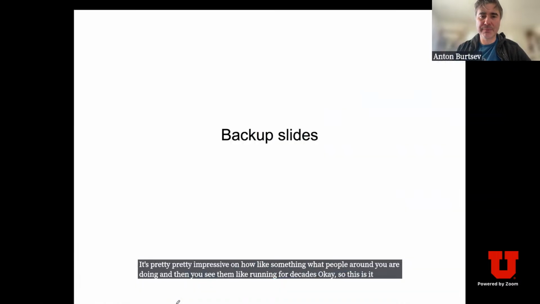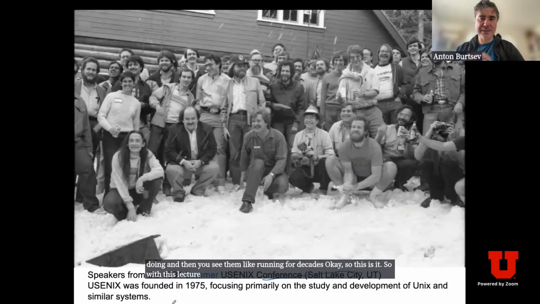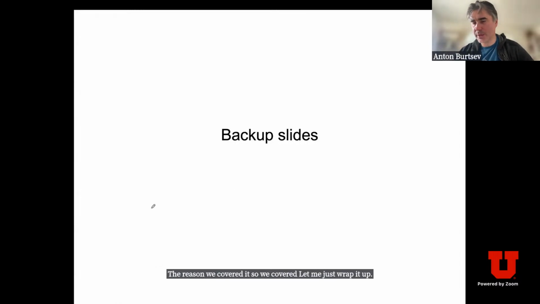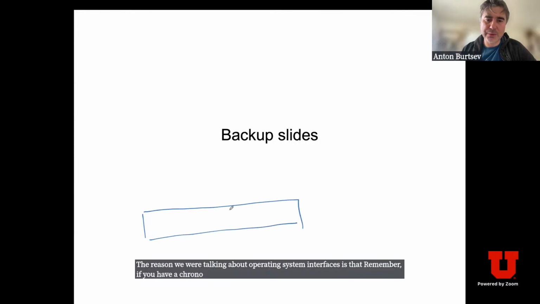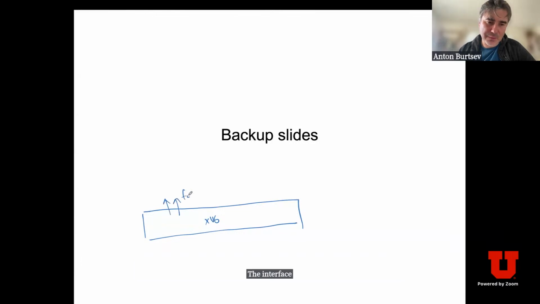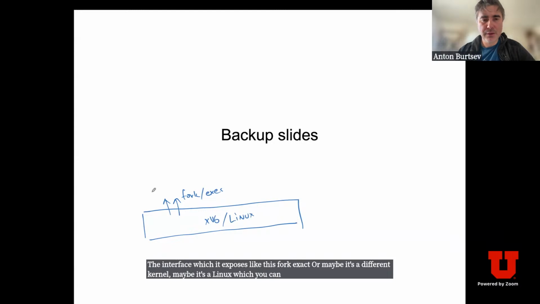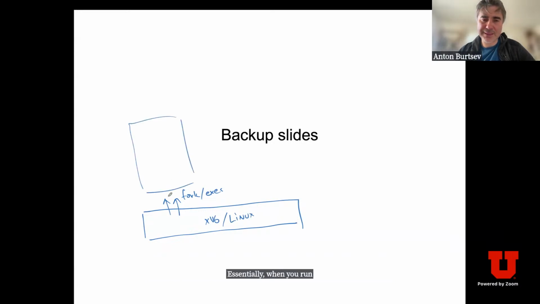With this lecture, any questions about the operating system interfaces? Let me just wrap it up. The reason we were talking about operating system interfaces is that, remember, if you have a kernel which you built, let's imagine x86, the interface which it exposes, like fork, exec, or maybe it's a different kernel, maybe Linux, which you can run on x86. When you run a process, that's the interface the process can use to do something on a kernel. You can create other processes, open files, stuff like that.